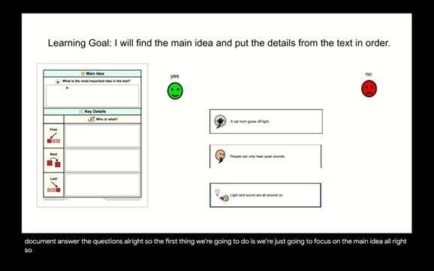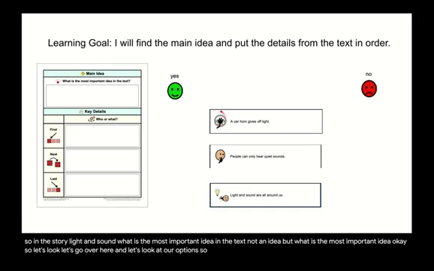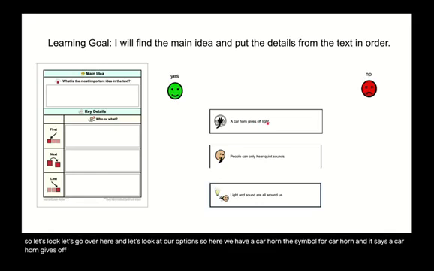All right, so in the story, Light and Sound, what is the most important idea in the text? Not an idea, but what is the most important idea? Okay, so let's go over here and look at our options. So here we have the symbol for a car horn, and it says a car horn gives off light. I'm going to ask you, does a car horn give off light? No. A car horn gives off sound. You can hear it. You can't see it.